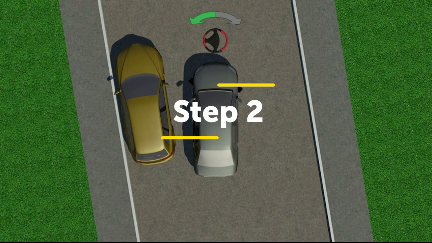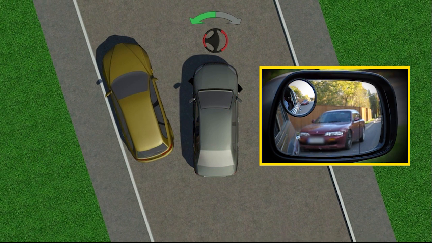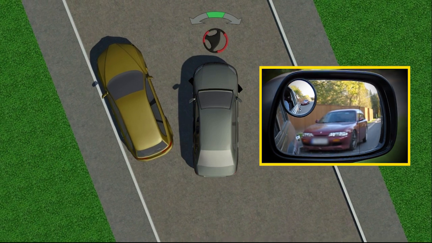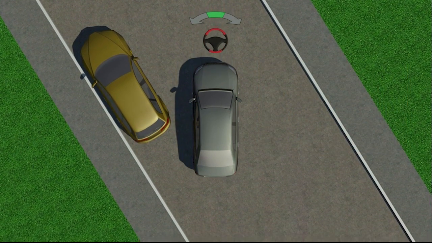The second step. The driver looks into the right side mirror. When the left-hand corner of the car parked behind you appears in it, the driver puts the steering wheel into the straight forward position. The car moves in a straight line.